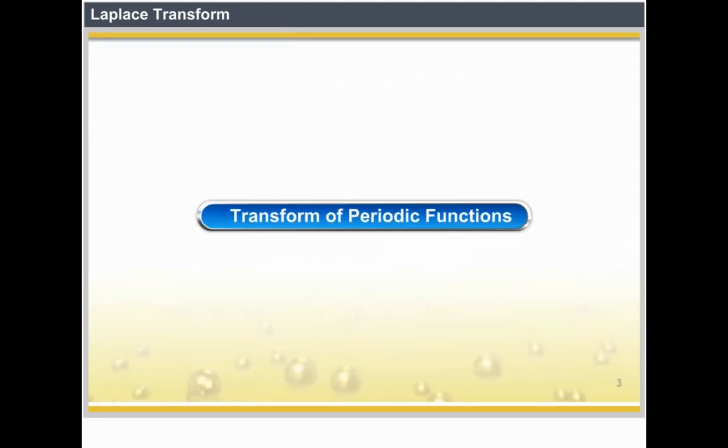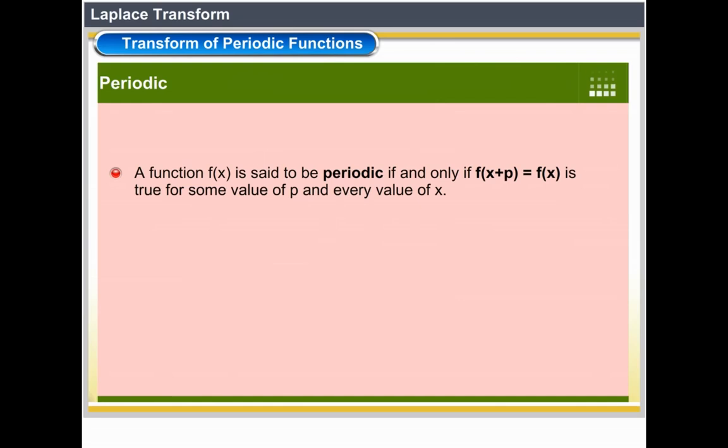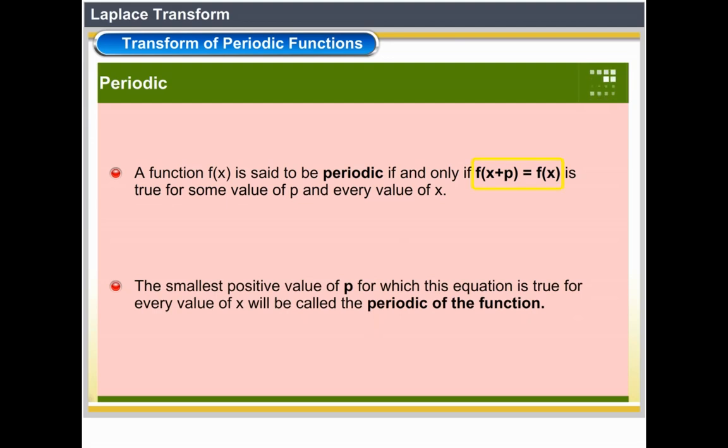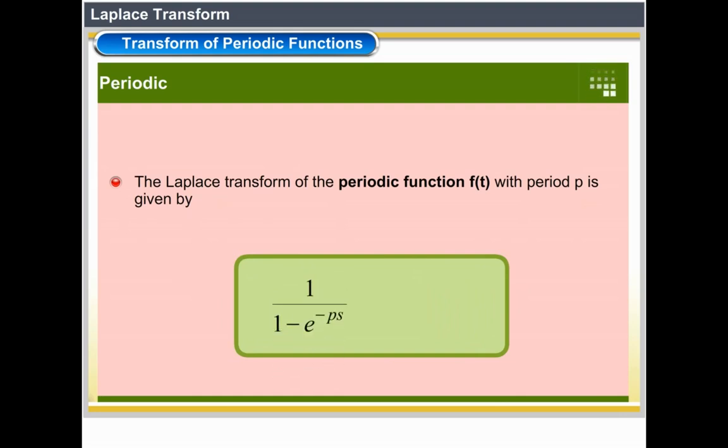Transform of periodic functions. Periodic: a function f of x is said to be periodic if and only if f of x plus p equal to f of x is true for some value of p and every value of x. The smallest positive value of p for which this is true for every value of x is called the period of the function. The Laplace transform of the periodic function f of t with period p is given by 1 by (1 minus e power minus ps) integral 0 to p e power minus st f of t into dt.